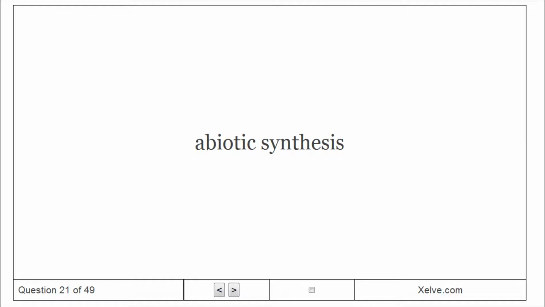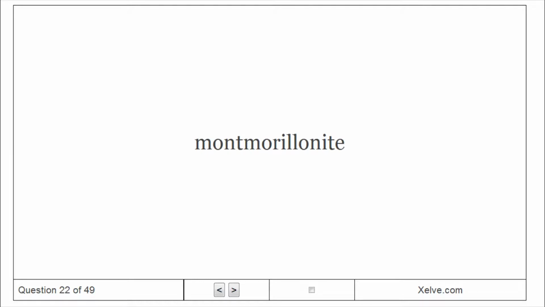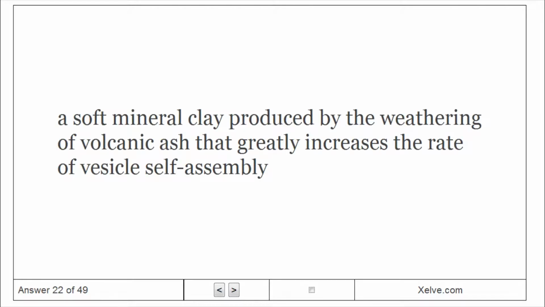Abiotic synthesis. The building of biological molecules from inorganic precursors. Montmorillonite. A soft mineral clay produced by the weathering of volcanic ash that greatly increases the rate of vesicle self-assembly.